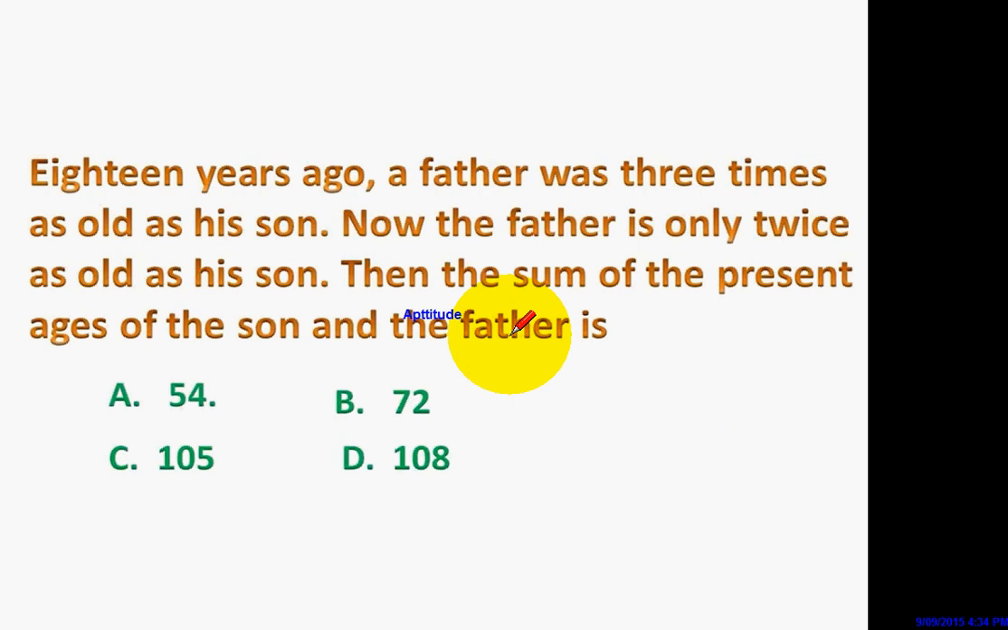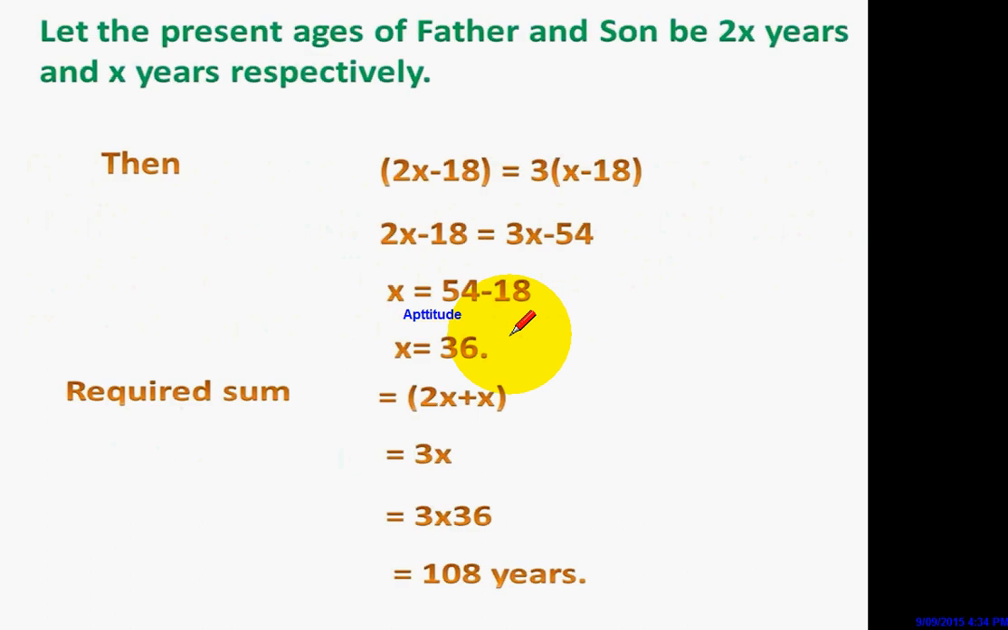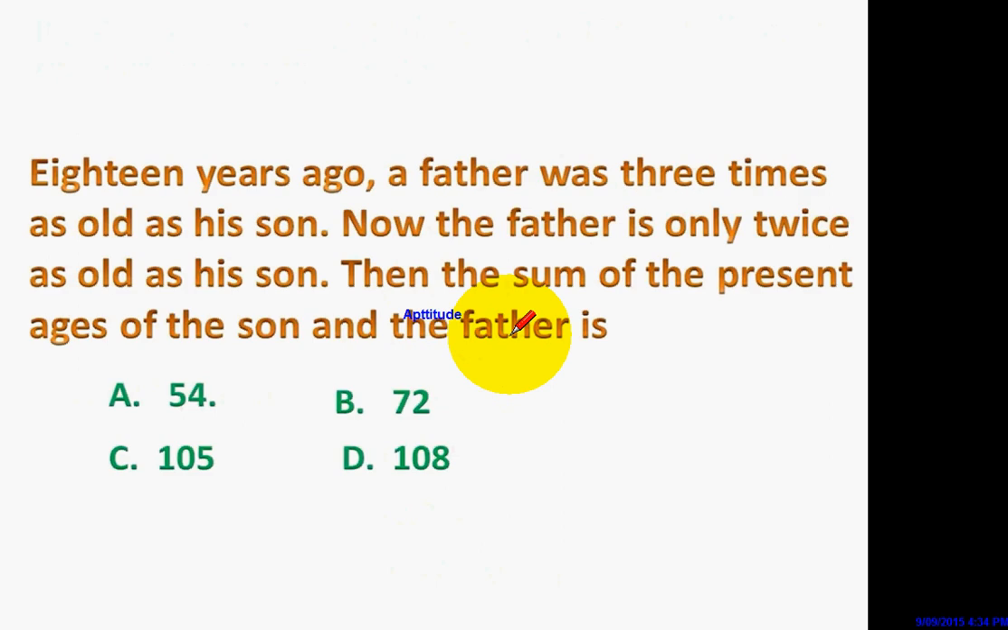So here, the father was 3 times as old as his son. See, let the present ages of father and son be 2x and x. We have taken that because here it is given that the present age of the father is only twice as old as his son. So if the son's age is x, the father's age will be 2x. That is one assumption we have made.